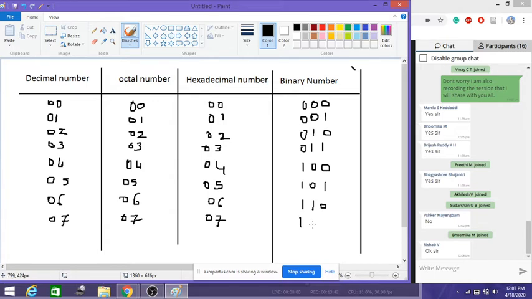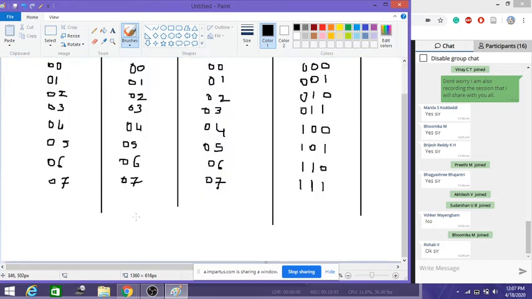Now what happens to this? I'll get 1 1 1. Now next let us write 8. So what is the next number in the octal? Can anybody tell me? After 7 in the octal, what is the next number? Anyone? Can you hear me?